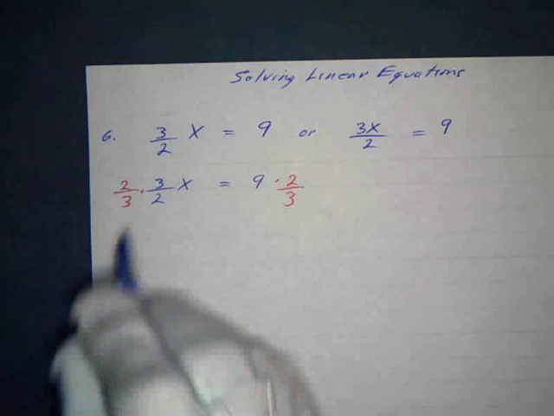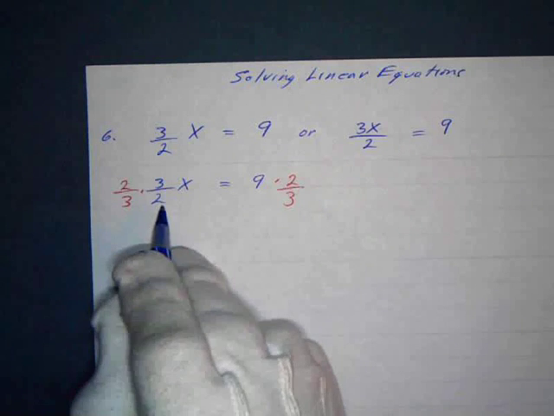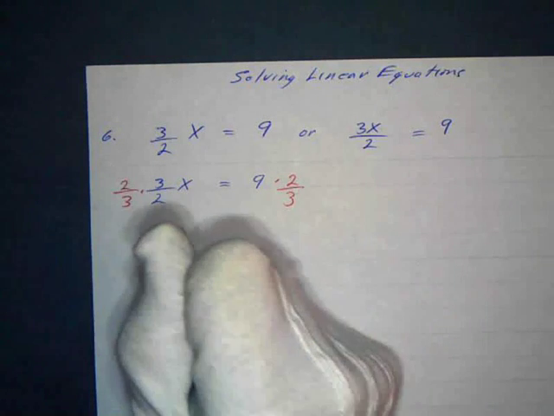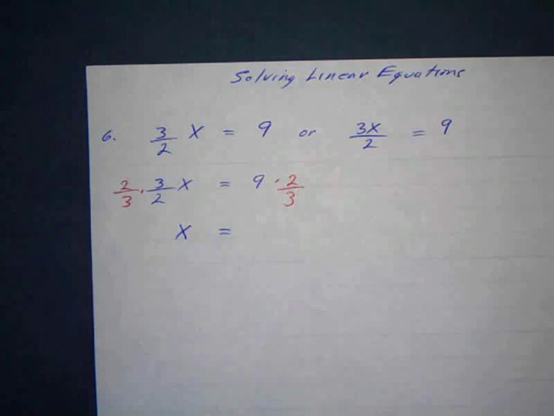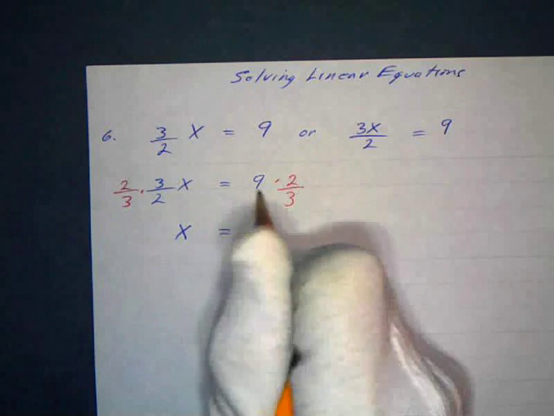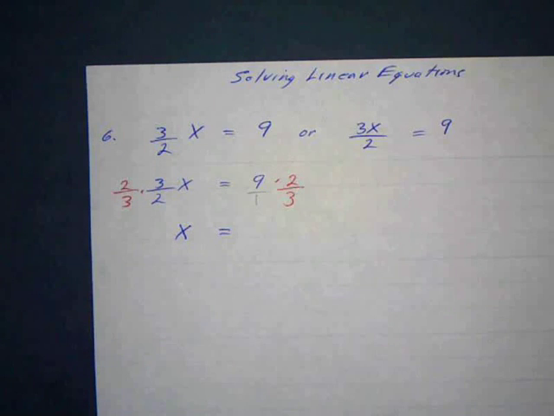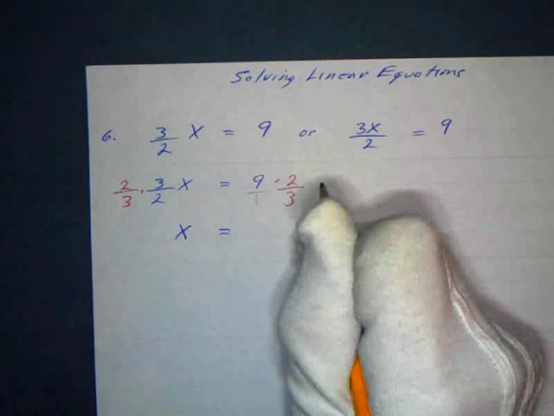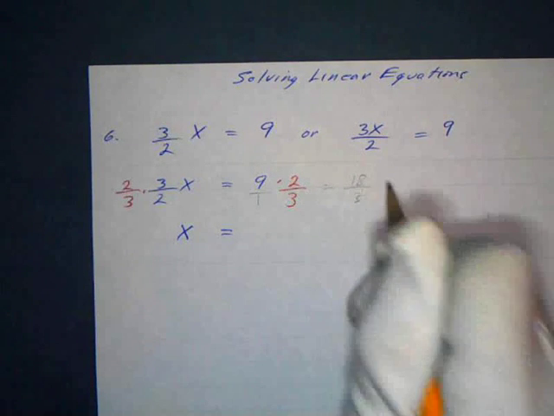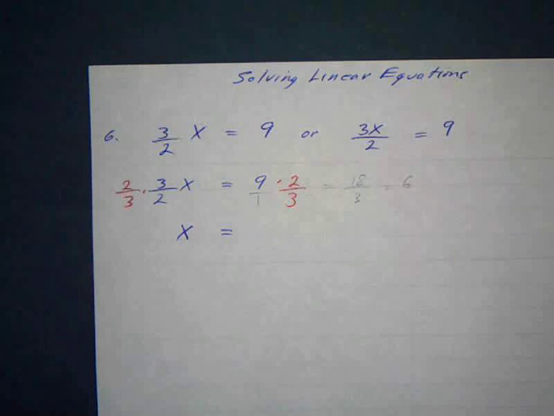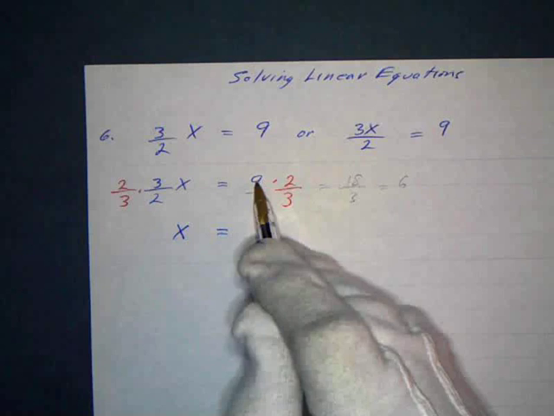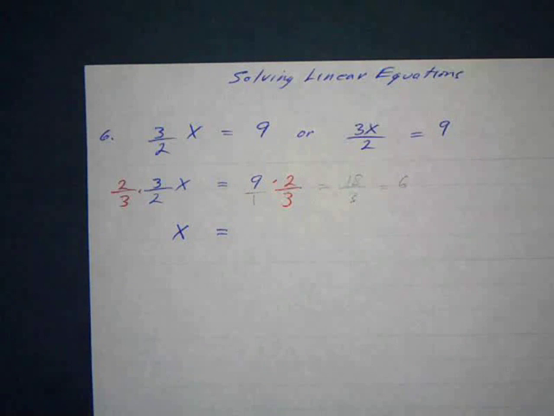And then 2 times 3 is 6, 3 times 2 is 6, 6 over 6 is 1, or you could cross reduce the 2's, and we end up with just 1 times x, which is x. Now you could say 9 times 2, because these are like fractions, and you could think of it as numerator times numerator, denominator times denominator. So you could say 9 times 2 is 18, and 1 times 3 is 3, and 3 goes in 18 6 times. You could do it like that. Or you could just say 3 goes into 9 3 times. 3 times 2 is 6. So in either case, you're going to get 6.